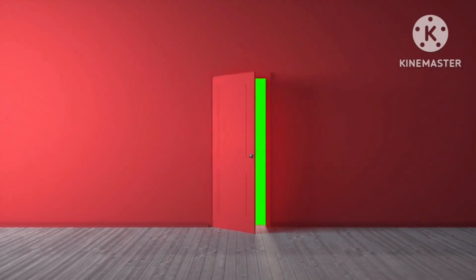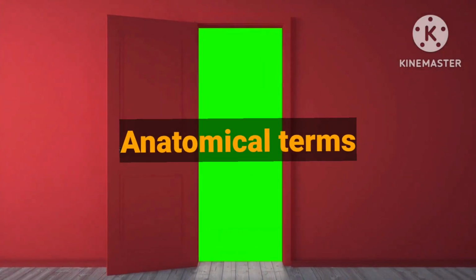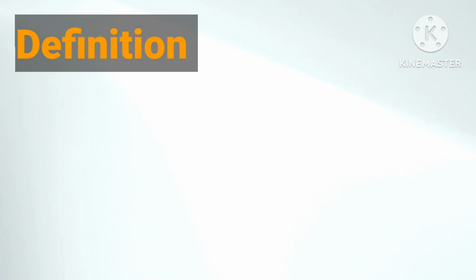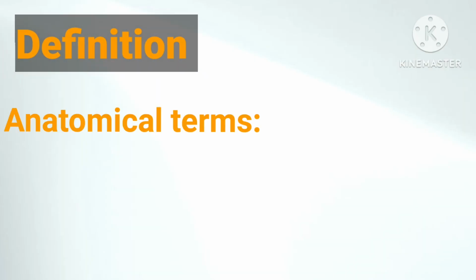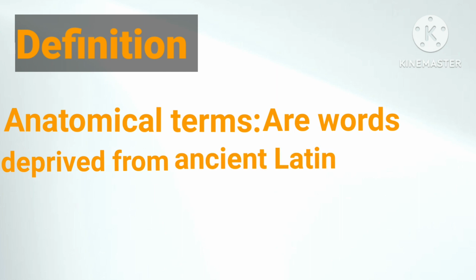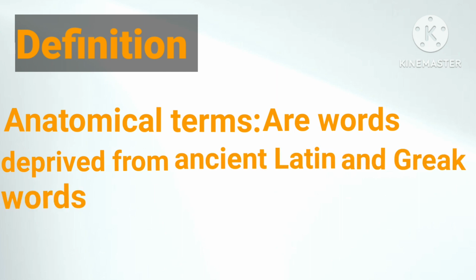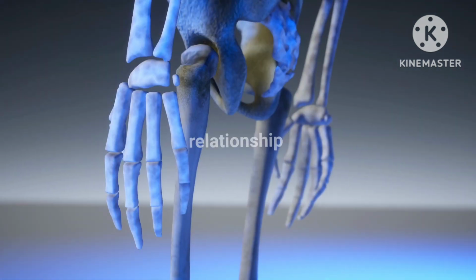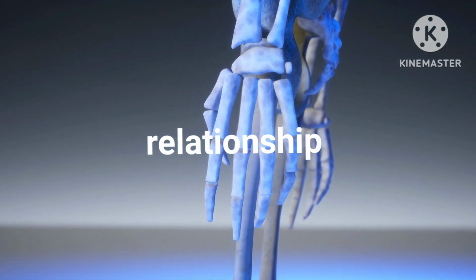In this video, we are starting with the basic anatomical terms before we go further. Definition. Anatomical terms are words derived from ancient Latin and Greek words used to describe specific areas and movements of the body, as well as the relationship of the body parts with each other. Anatomical terms have roots, prefixes, and suffixes.